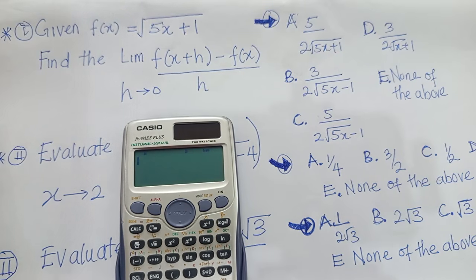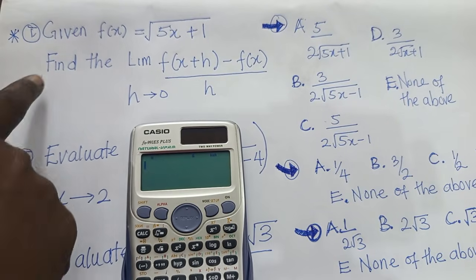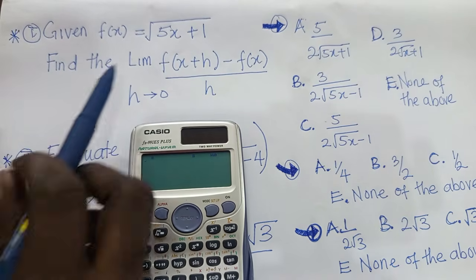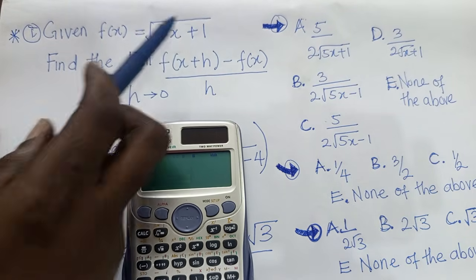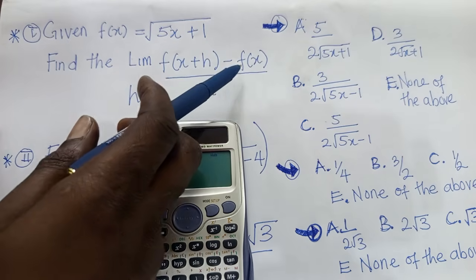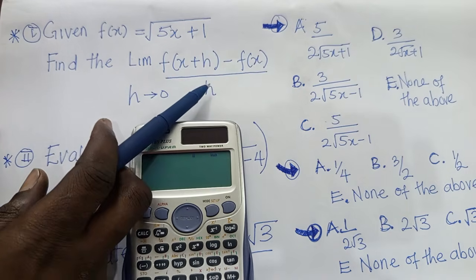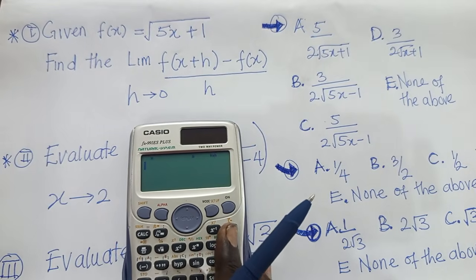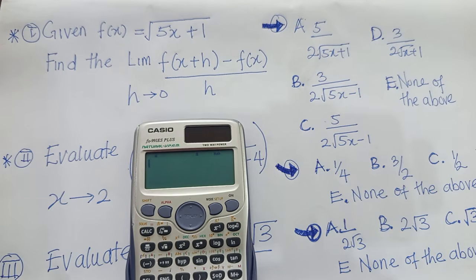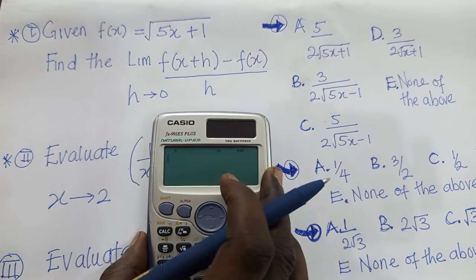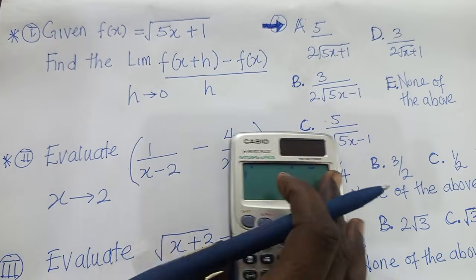Now, if you look at the first question, it says: given f of x equals square root of 5x plus 1, find the limit of f of x plus h minus f of x, divided by h, as h tends to 0. Now, we know in the calculator we don't have h. So probably we are going to use y, because we have y in this calculator, but we don't have h.